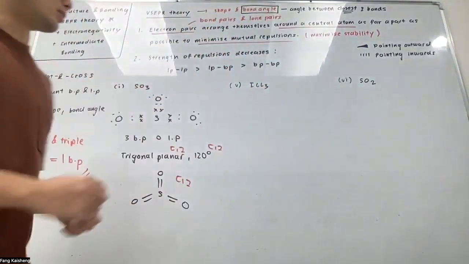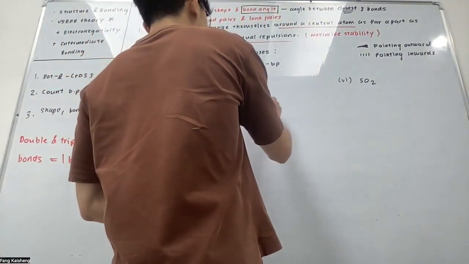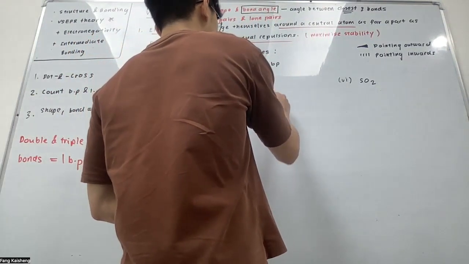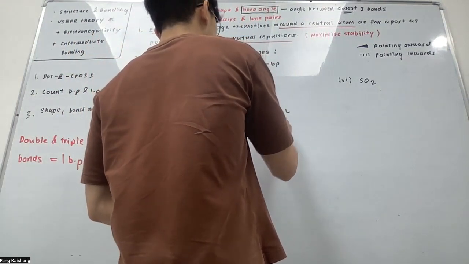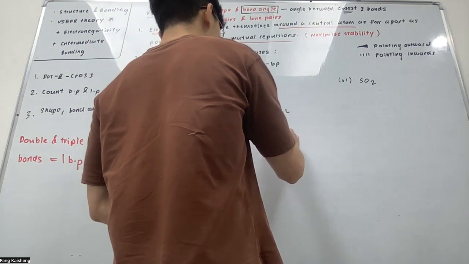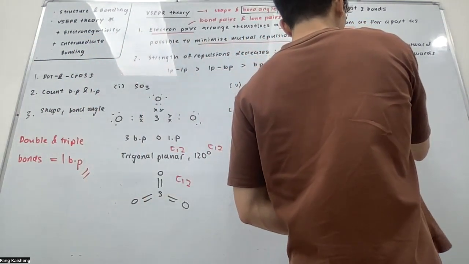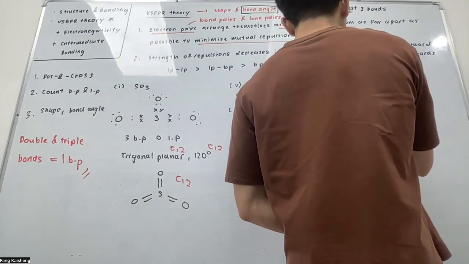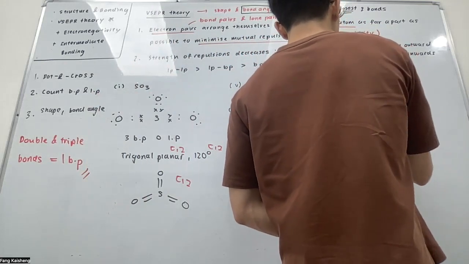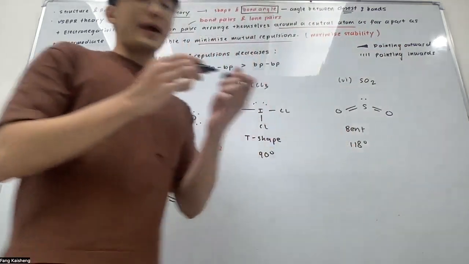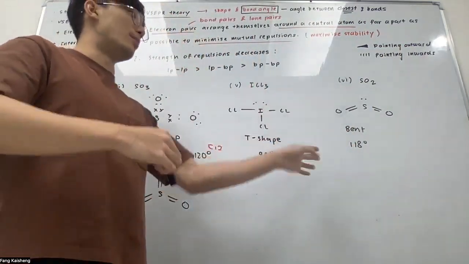All right, so let me just draw some of the answers. For ICl3, you should have a T shape, 90 degrees. That's how it looks. SO2 looks like this. No dative bonds, by the way. This is a bent shape at 118 degrees. The bent shape has two types, so be very careful with the bond angle.